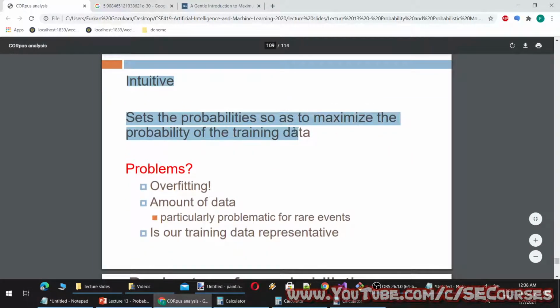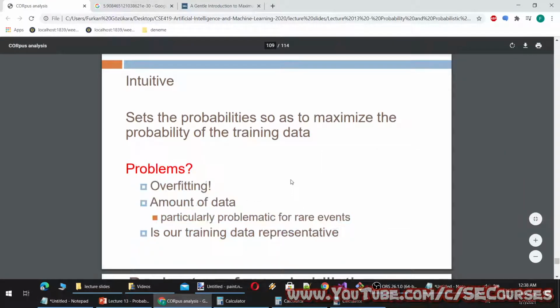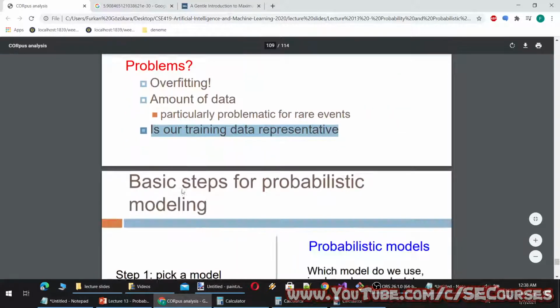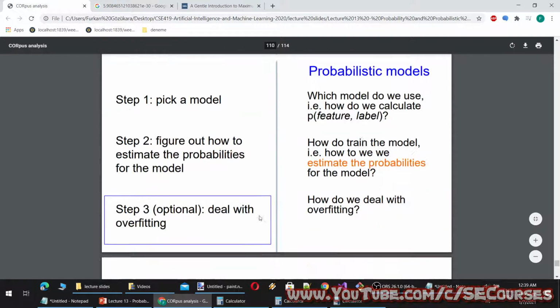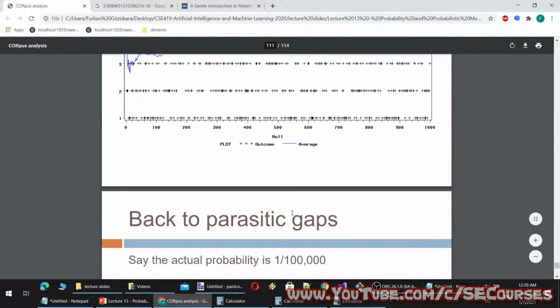Maximum likelihood estimation intuitively sets the probabilities so as to maximize the probability of the training data. Problems: overfitting. The amount of data is particularly problematic for rare events. Is our training data representative? And finally, we need to deal with overfitting.